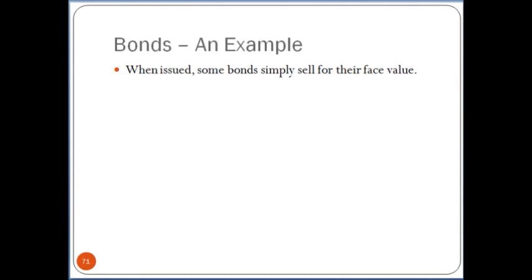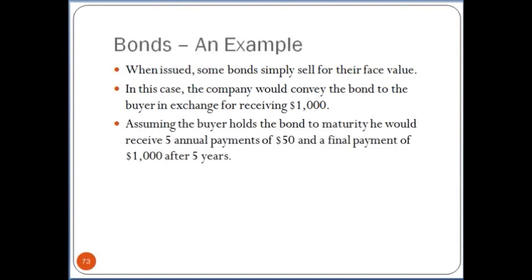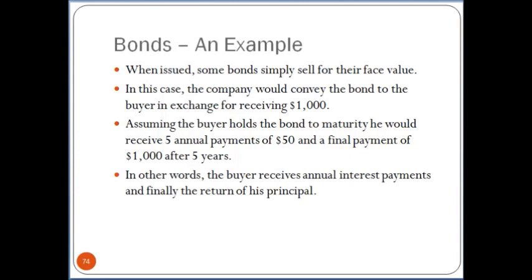So that begs the question, what do bonds sell at? The answer is, we're going to explore that. And let's just say, initially, some bonds will simply sell for their face value. So in the case from the prior example, the company would convey the bonds to the buyer, and the buyer would pay $1,000 to the company, right? It was just sold at its face value. So now, assuming the buyer holds the bond to maturity, the buyer would receive 5 annual payments of $50, those coupon payments, and a final payment of $1,000 after 5 years. In other words, the buyer receives the annual interest payments, and then they get their principal returned. Again, it's just a loan.